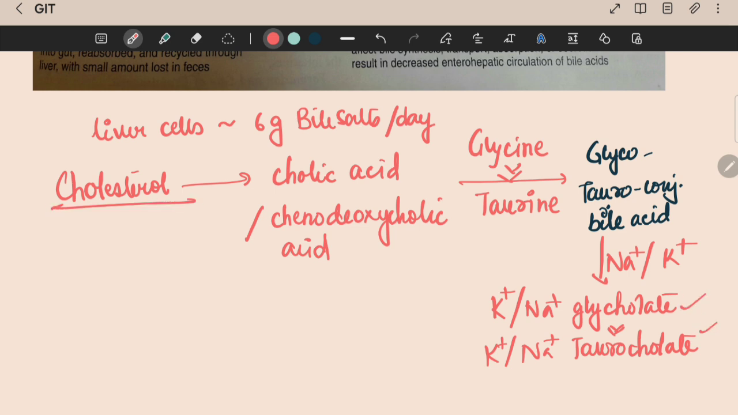See, these questions can be asked in your viva. At times very simple MCQs are asked, that from where are you getting the bile acids? If you're talking about the bile salts, then where are the bile acids coming from? Cholesterol. It's a very simple answer, but you should know these facts.